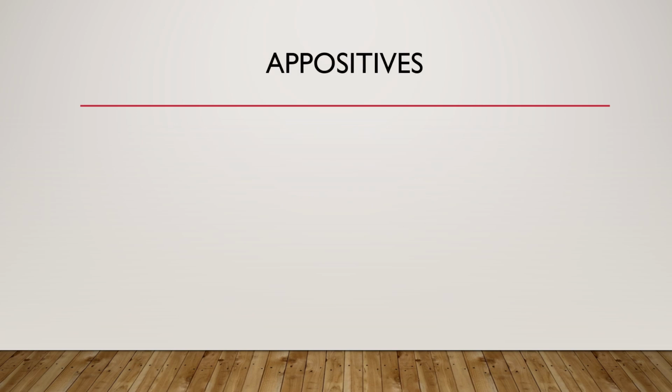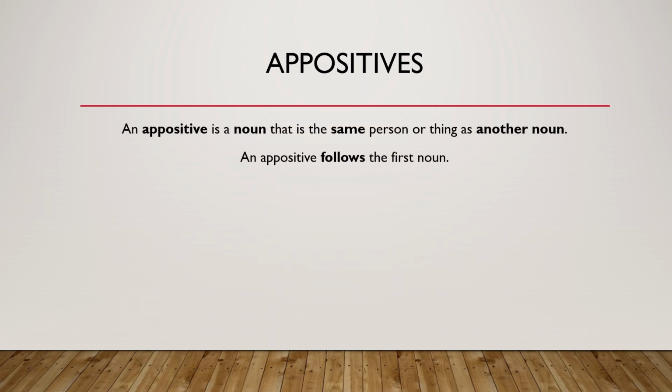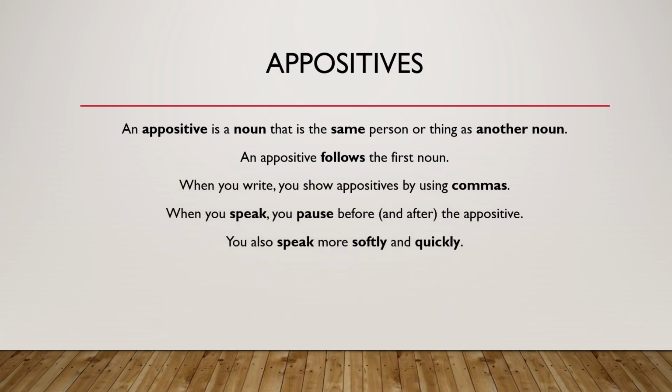Appositives. An appositive is a noun that is the same person or thing as another noun. An appositive follows the first noun. When you write, you show appositives by using commas. When you speak, you pause before and after the appositive. You also speak more softly and quickly.